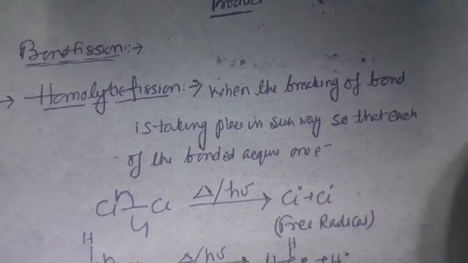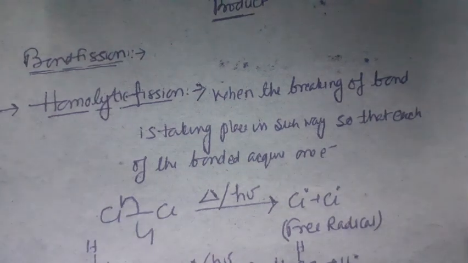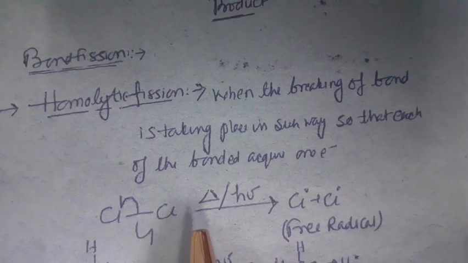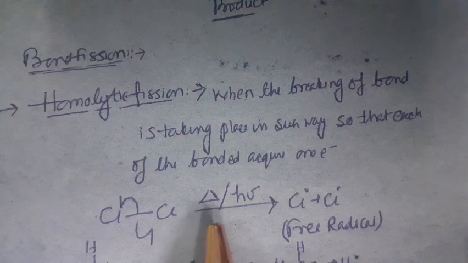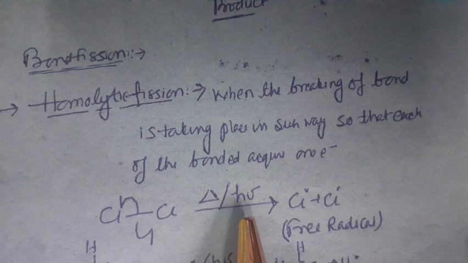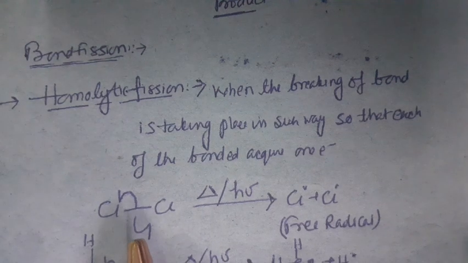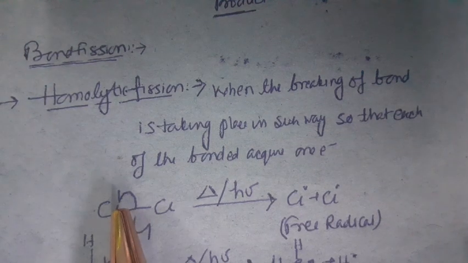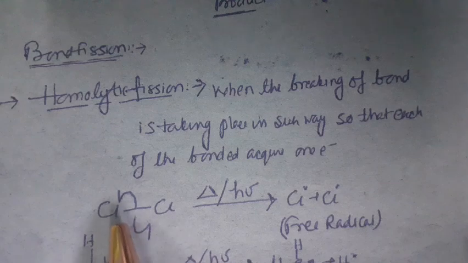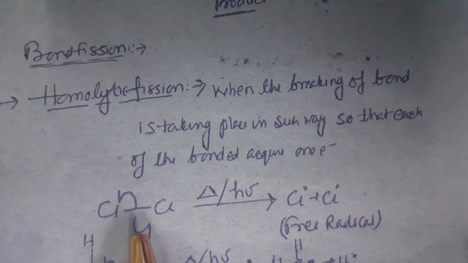Homolytic bond fission simply means that the breaking of the bond is taking place with the help of heat or light. H nu represents one photon of light. Then the breaking of the bond of the reactant molecule occurs, and each of the bonded atoms acquires one single electron. Here you can see the half arrow. This single bond between the two chlorine atoms consists of two electrons, and these two electrons are the bonded electrons.